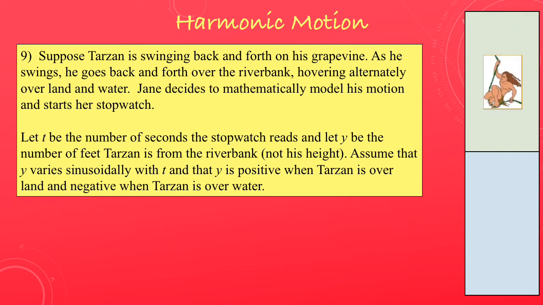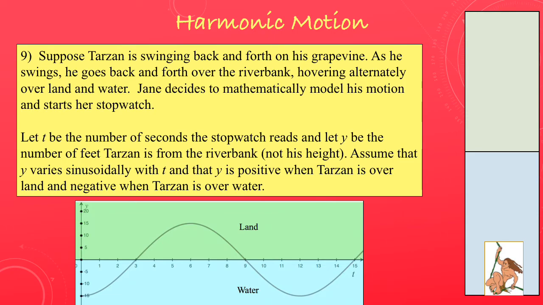Assume that y varies sinusoidally with t, and that y is positive when Tarzan is over land and negative when Tarzan is over water. The graph you see below is not the path of Tarzan. Neglecting height, his path is a straight line. Over water, over land, over water, over land. The graph you see describes his possible distance from the riverbank, the t-axis, with respect to time.